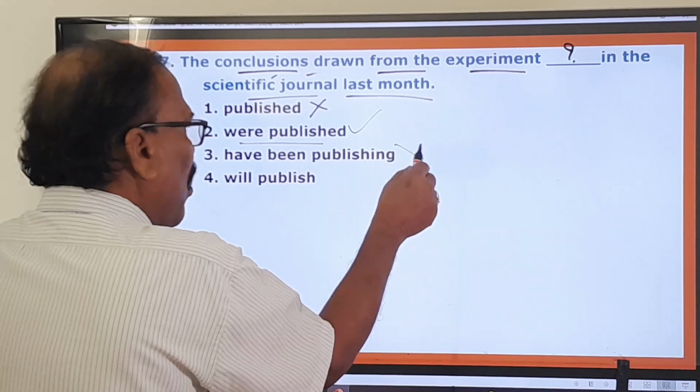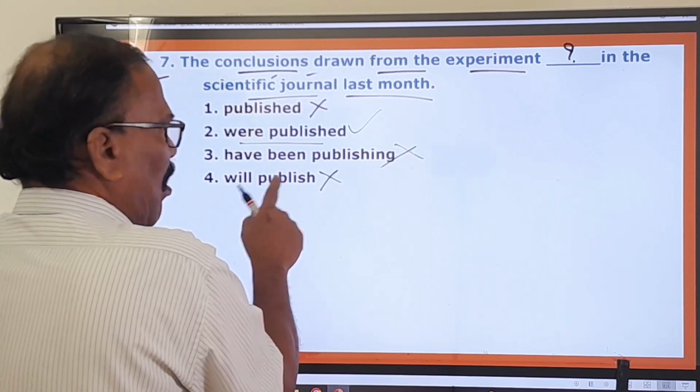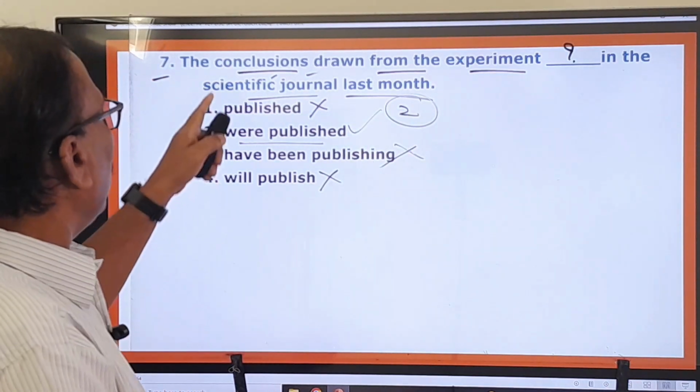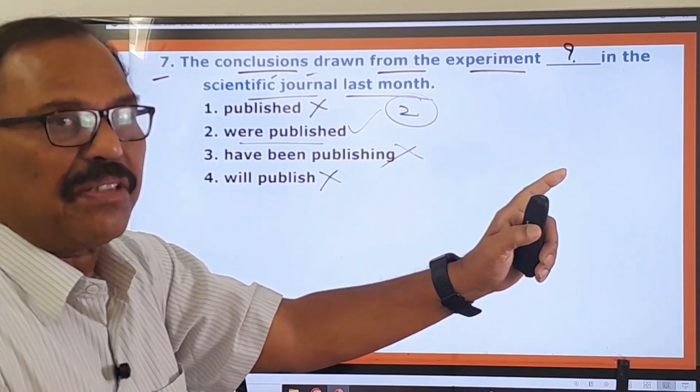Have been publishing is wrong, will publish is wrong. So first one, third one, fourth one are wrong. Only the second one is the right one, because the conclusions drawn from the experiment were published.